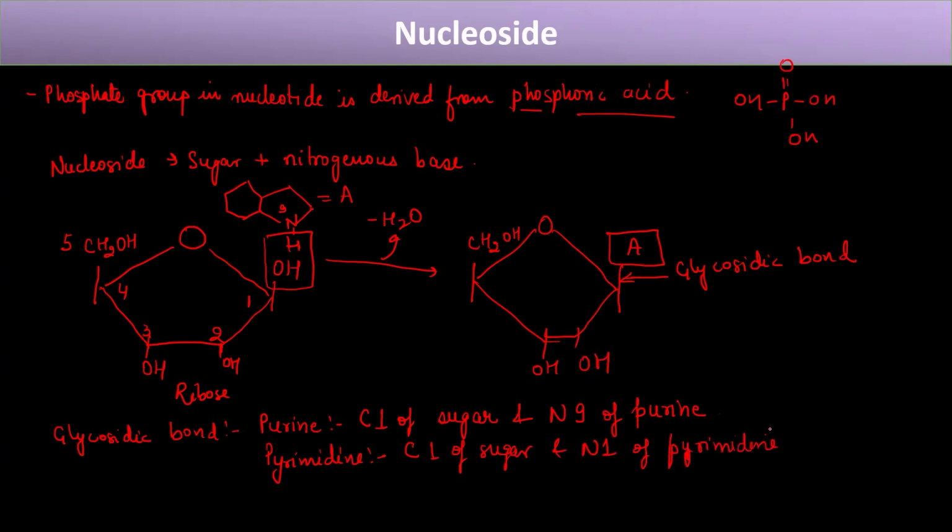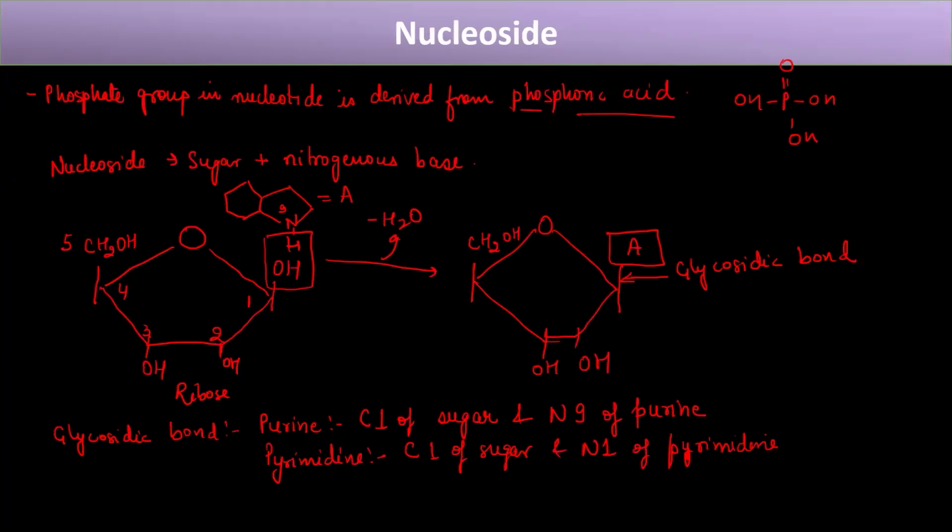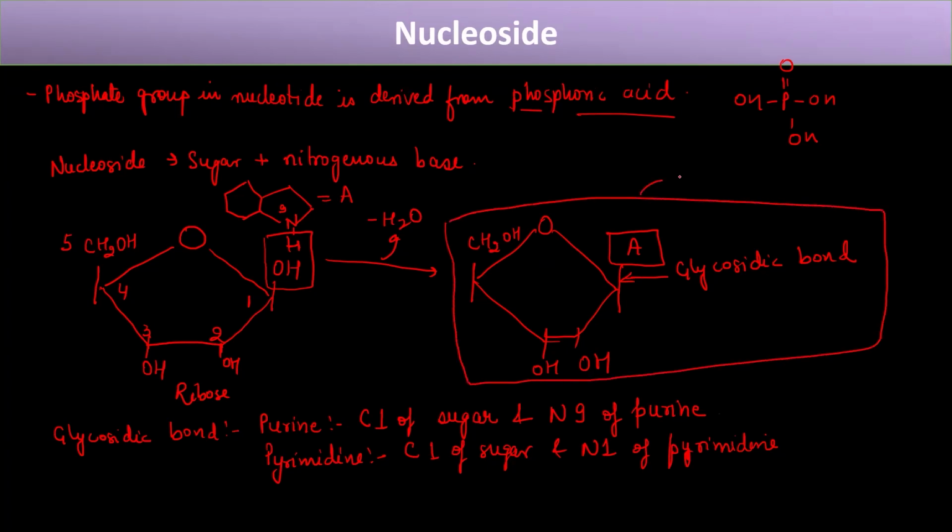If we have pyrimidine, we have only one ring. If we look at the structure, this is the nitrogen that will be involved in the bond formation, and this is nitrogen 1. So the glycosidic bond is formed between carbon 1 of the sugar and either nitrogen 9 if it's a purine or nitrogen 1 if it is a pyrimidine. And this structure is a nucleoside. Now we have understood nucleoside.